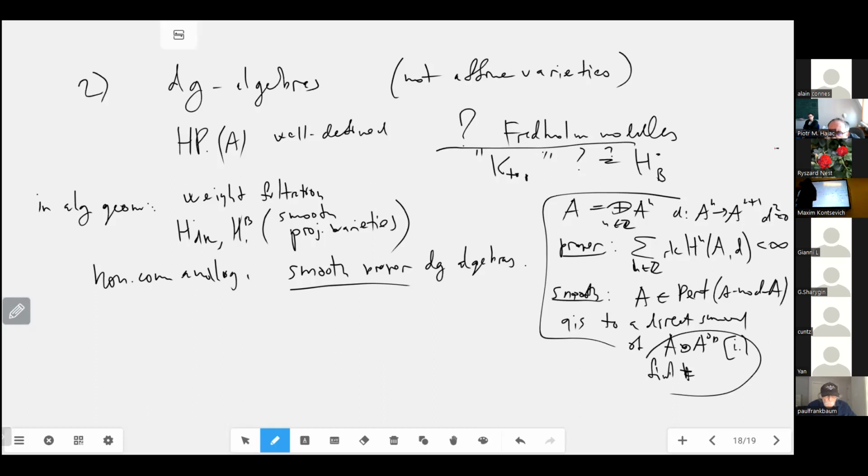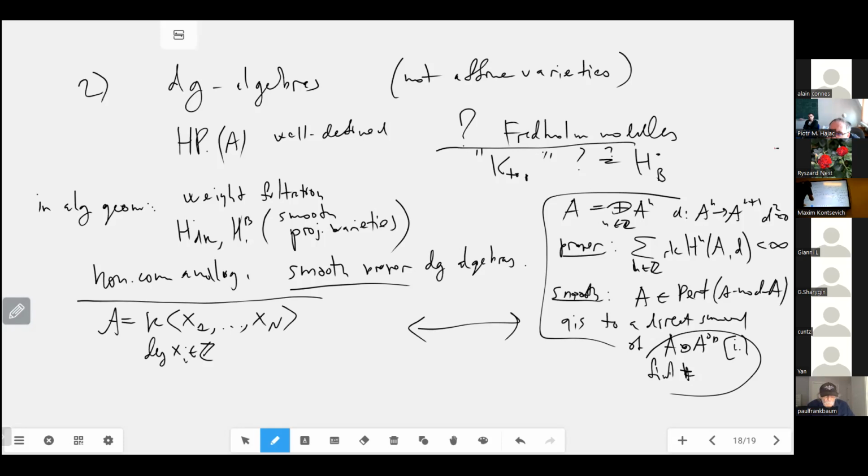So it's some kind of nice thing. One can formulate it in different ways. It was analyzed by Toën and Vaquié. So in other words, the following. You can say this algebra is generated, over just any field, as a free algebra with finitely many generators with certain degrees, positive and negative, and the differential of each generator is a finite expression in previous generators.